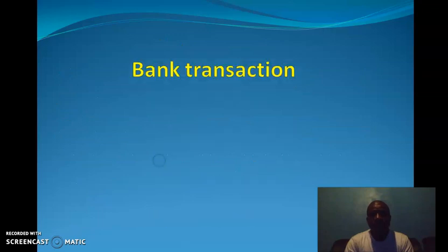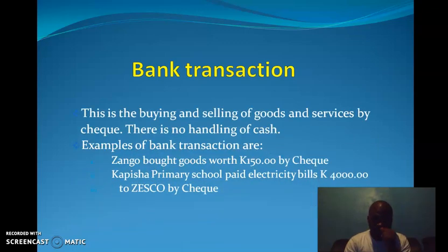Okay, now we also have a bank transaction, like I alluded to. A bank transaction is no other than a cash transaction, except it does not involve money. So a bank transaction is buying and selling of goods and services by check. There is no handling of cash.